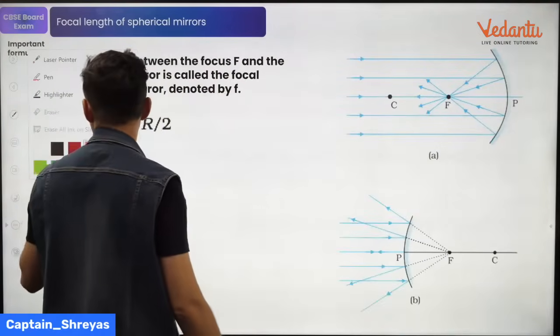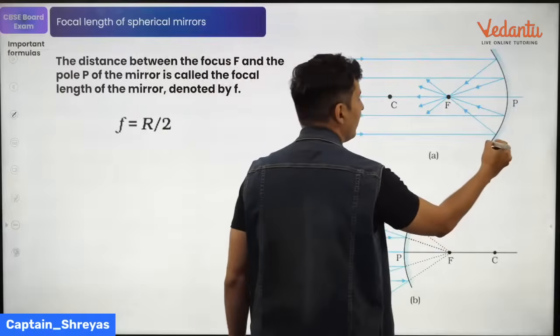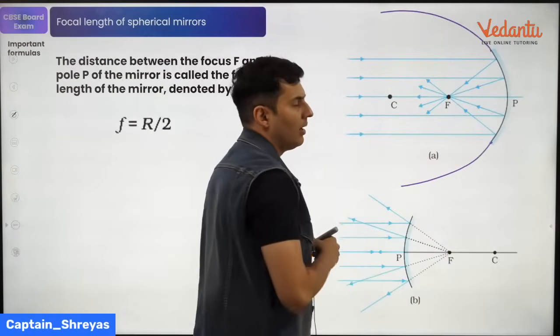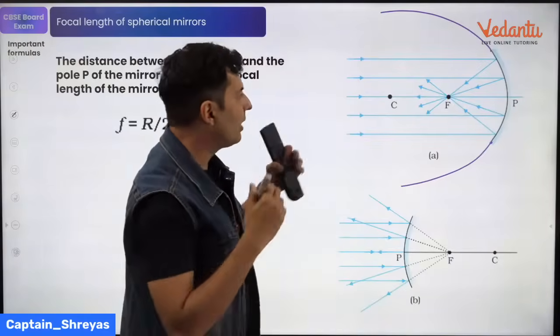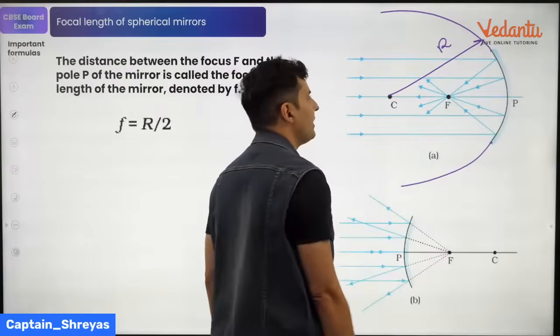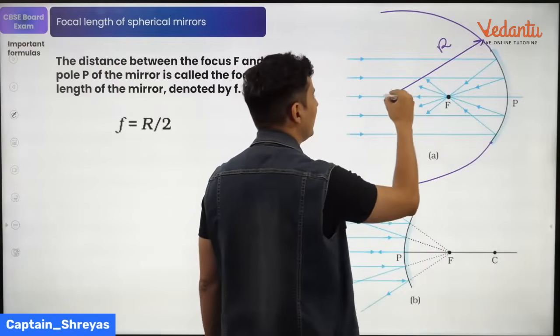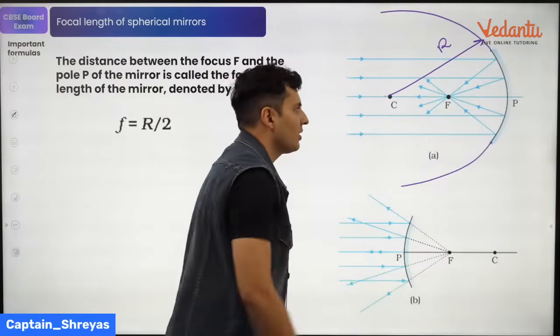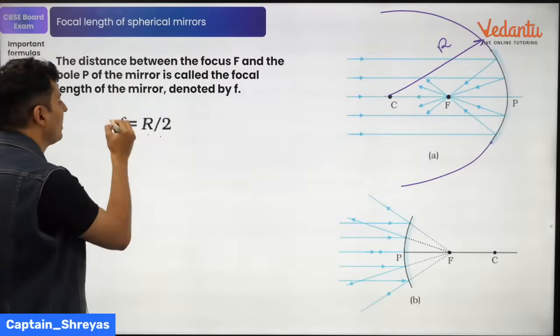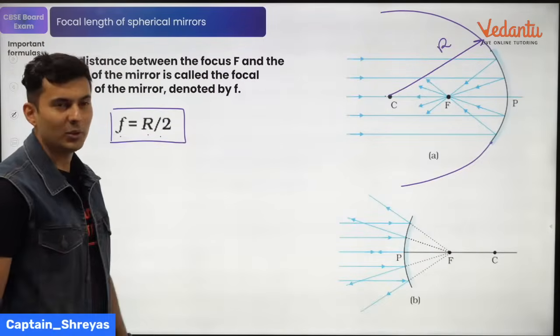This mirror is actually a part of a big sphere. If you take the radius, that is called the radius of curvature. The center of that big sphere is your center of curvature. So your focal length is always the radius of curvature divided by 2.